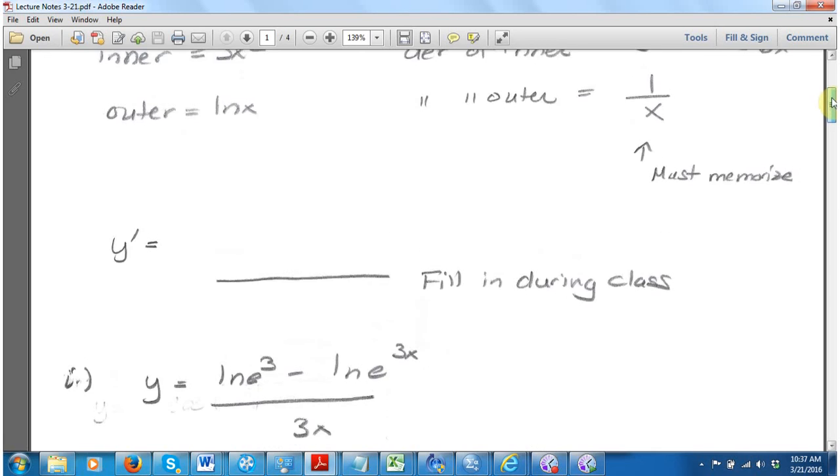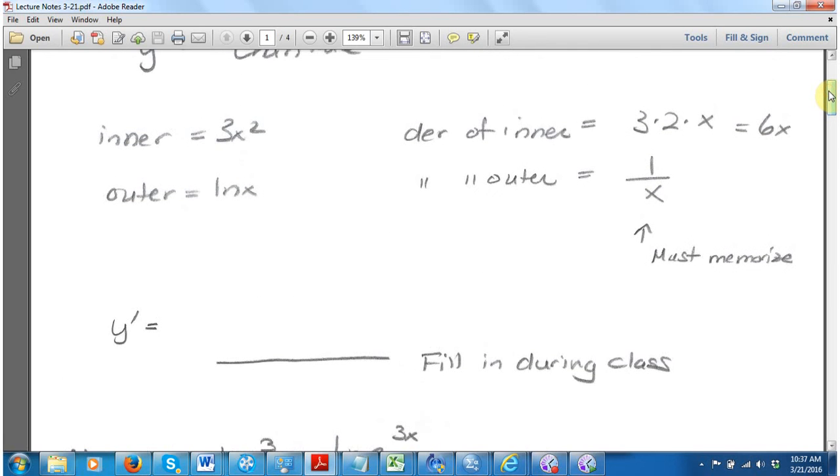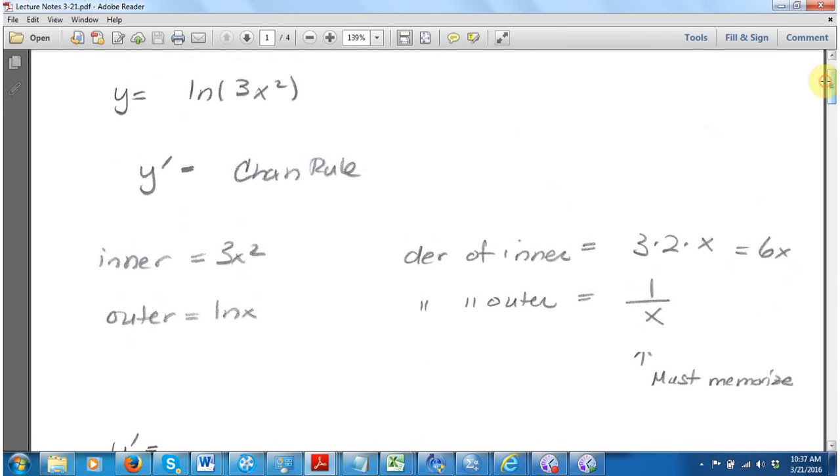So let's fill in during class, the rest of this. How do you assemble that derivative? Assemble it at your desk and see if you get the right answer. I have the inner, the outer, the derivative of the inner, all of that. Just sit at your desk and fill it in and see if you can assemble your y prime. Then compare with your nearest neighbors to see if you get the same answer.